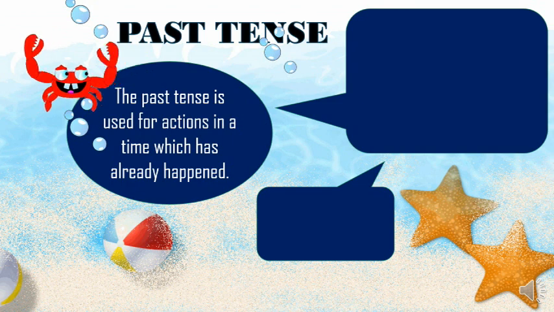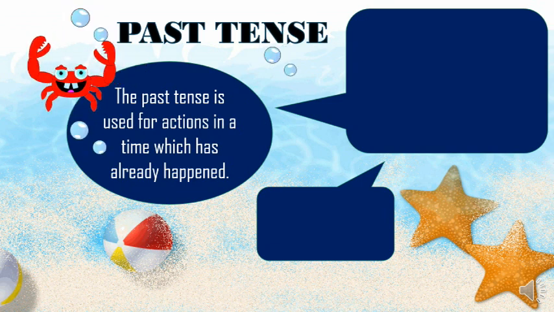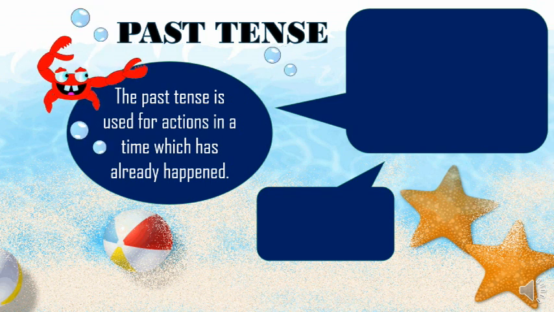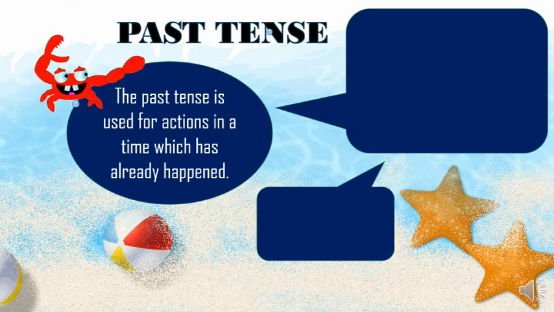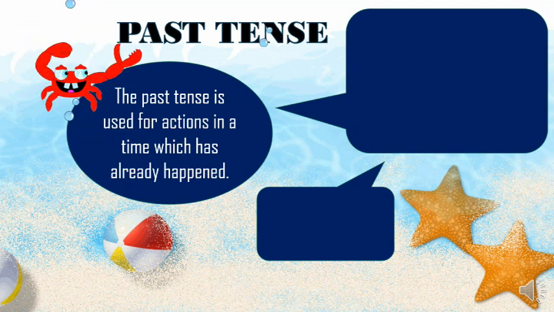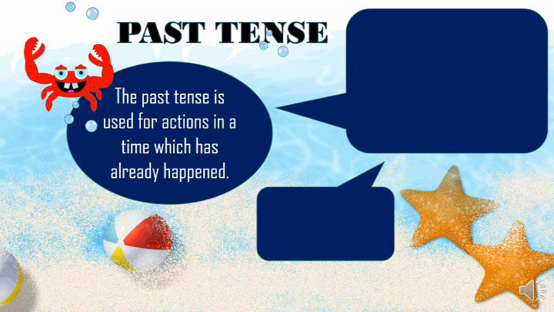Past tense. The past tense is used for actions in a time which has already happened. Yes, something that has already happened or something that has already finished. In Divehi, you are learning about Zaman, right? Are you learning about Zaman? Similarly in Divehi we also have Nimonukang, right? Do you know about this Nimonukang? Yes, this Nimonukang means the past tense.